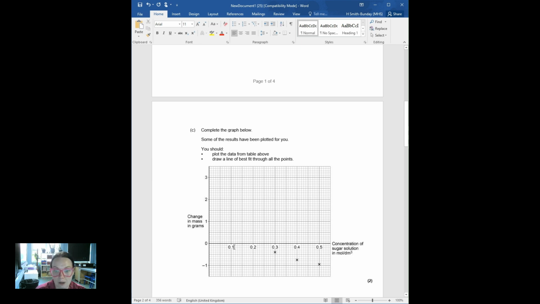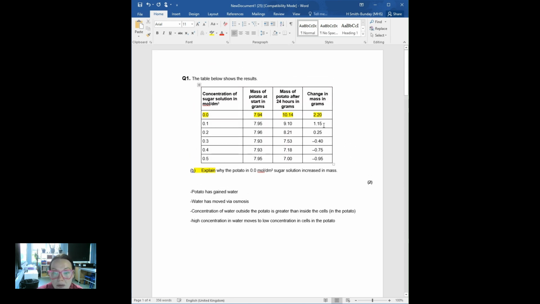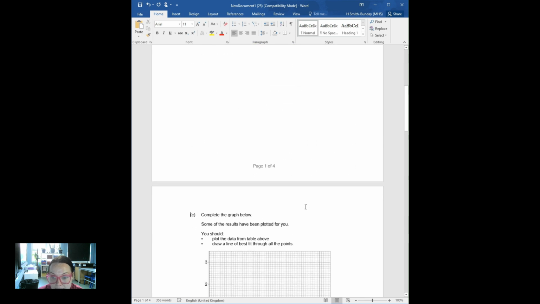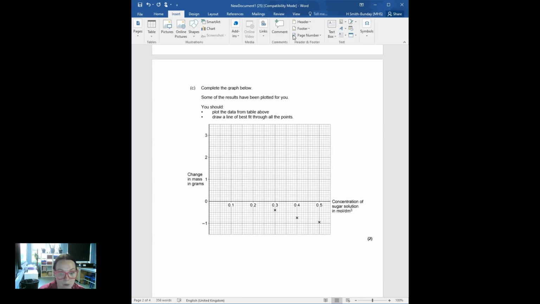Next question. Question C. Oh, you can see a graph. So these are scientific skills that we need to know. It says complete the graph below. Some of the results have been plotted for you. So they've plotted 0.5 for me. They've plotted 0.4, 0.3. They just haven't plotted 0.2 or 0.1. So I need to go back up to my table, find 0.2, which is 0.25, find 0.1, which is 1.15, and 0.0, which is 2.20. And I need to plot these correctly.